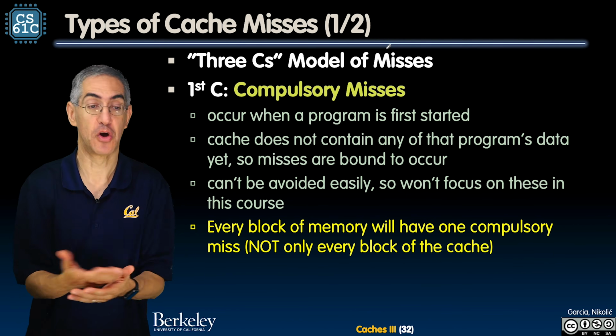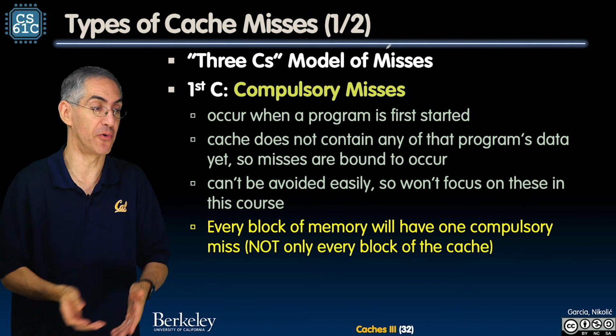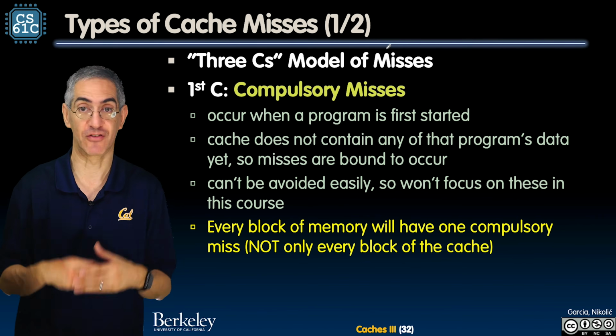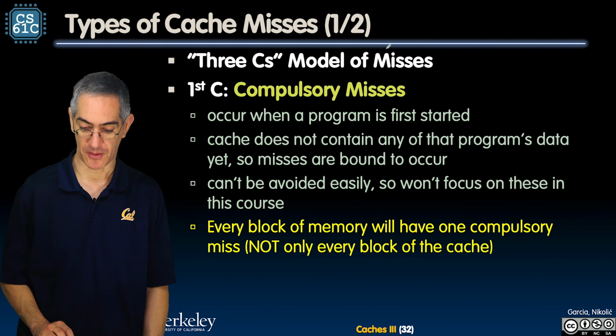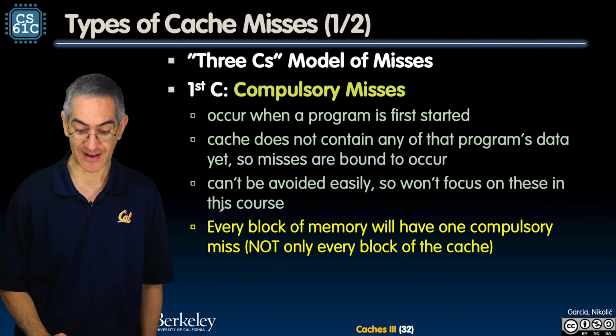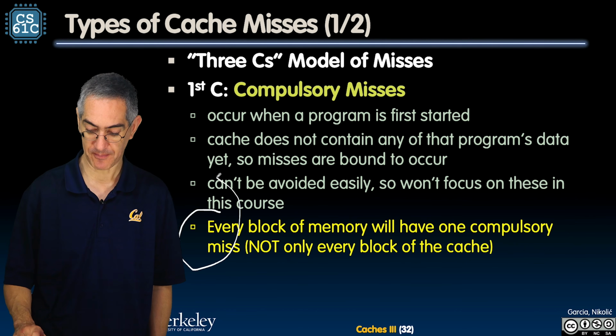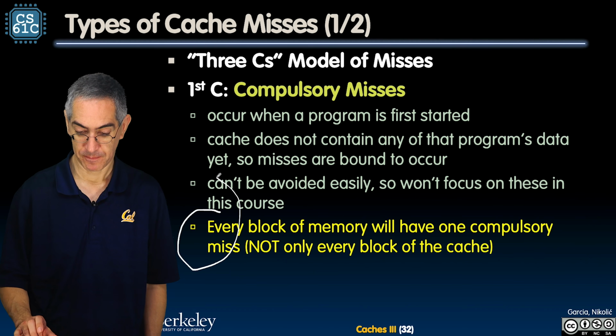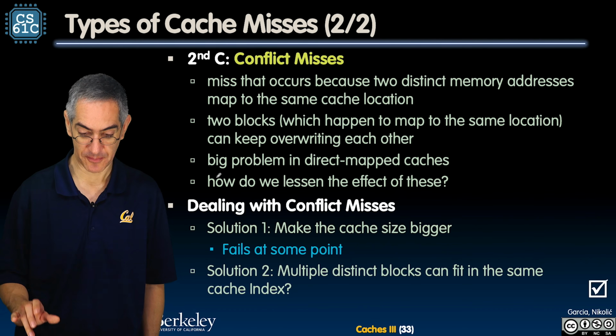You need to take the miss on every row that hasn't been visited before. That valid bit is off, and you need to pay that penalty. There's no way around that. So every block is going to have at least one compulsory miss. Every block of memory will have at least one compulsory miss.